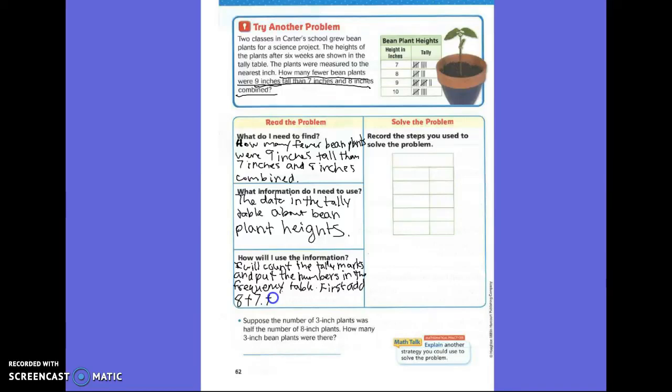So then we will subtract. I'm just going to write sub and put a period for subtract. Okay. The answer and the plants that are 9 inches long.